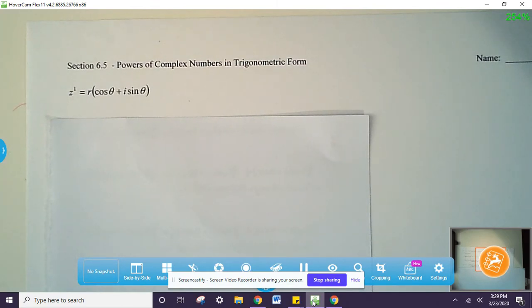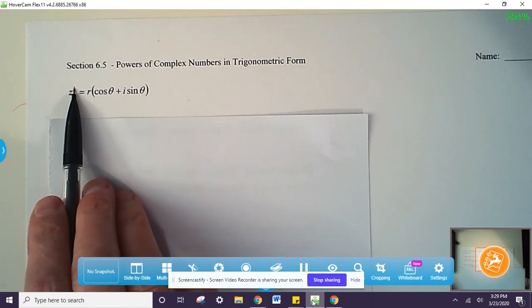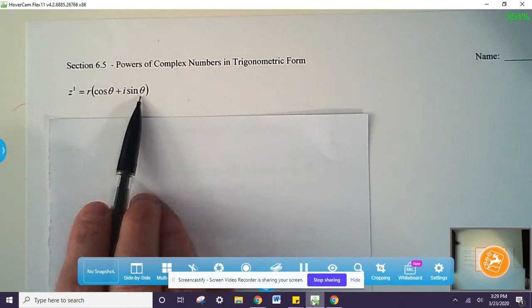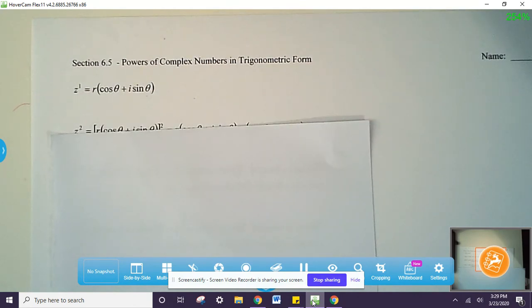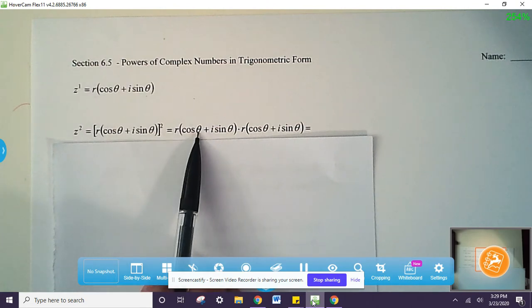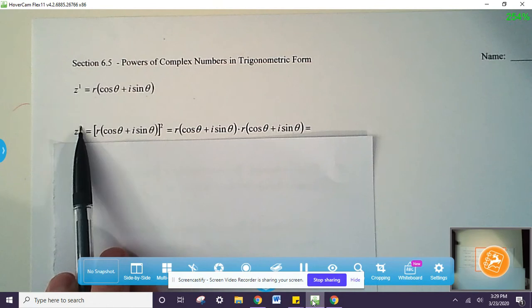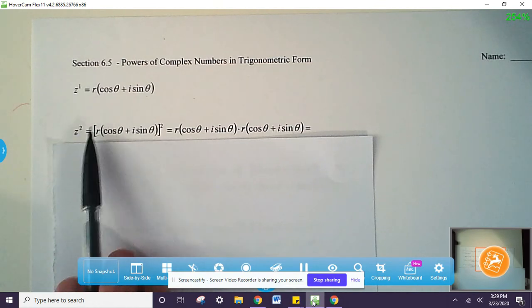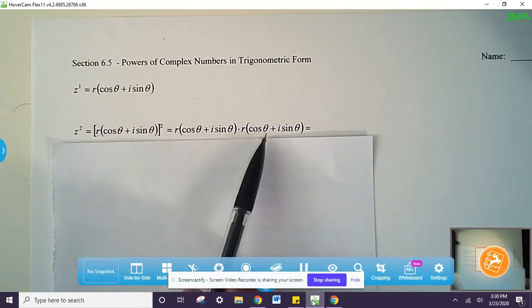We're not going to quite derive a formula, we're going to develop it by noticing a pattern. So if we want to find a complex number to the first power, it just is itself. Nothing happens. If we want to find a complex number to the second power, we can think of that as multiplying the complex number times itself. So if we have a complex number in trig form to the second power, that's just the complex number times itself.